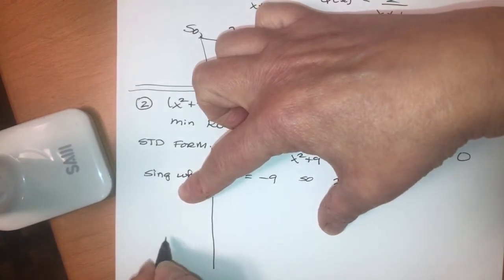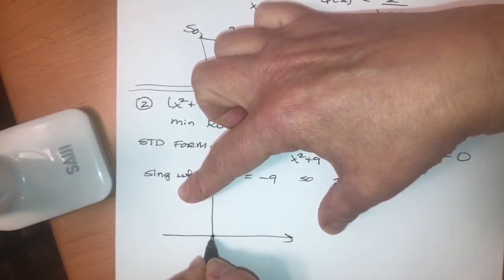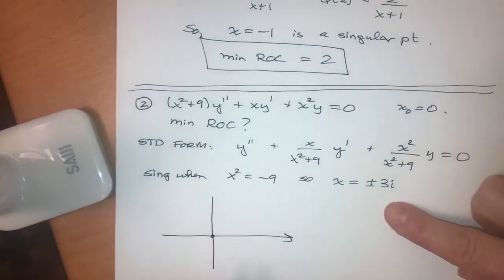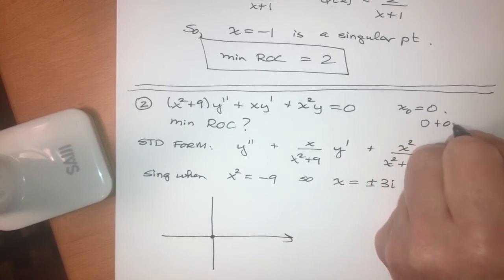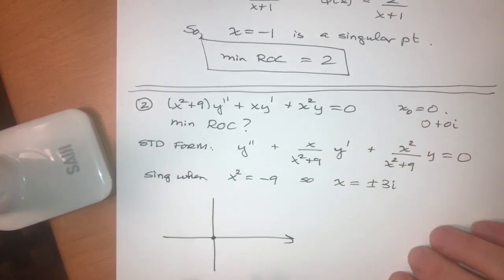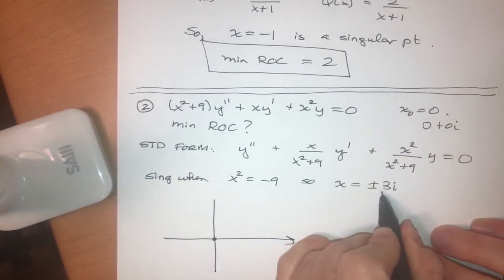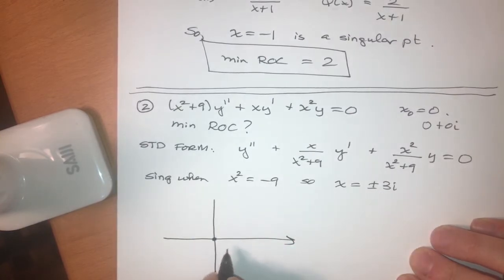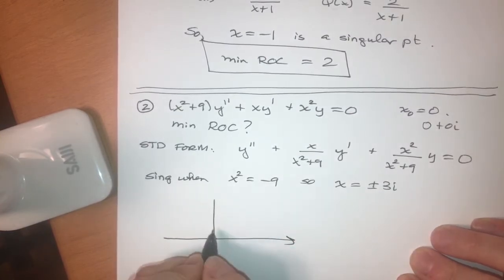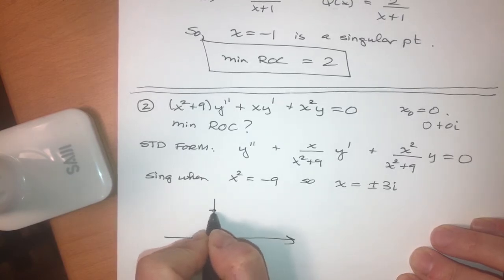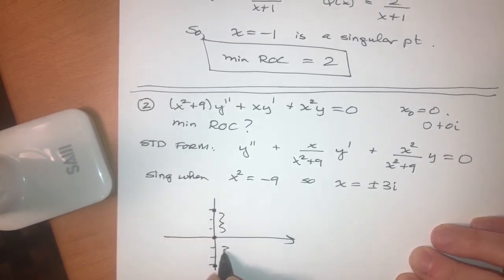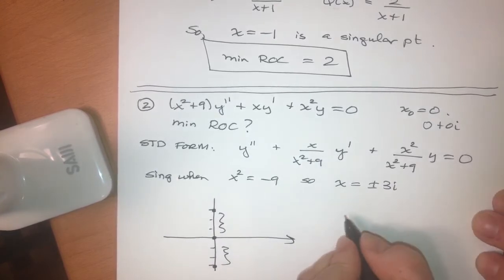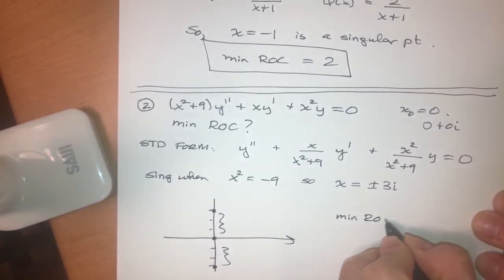Here's how you know. Here's your origin, 0, 0. And here we have 0 plus 3i. So you're taking this as 0 plus 0i is the way that you're looking at it. And you're looking at these as complex numbers. So if x equals plus or minus 3i, then it lives at 0, 3i and 0, minus 3i. And the distance away from the origin in either case is 3 units. So here your minimum radius of convergence is 3.